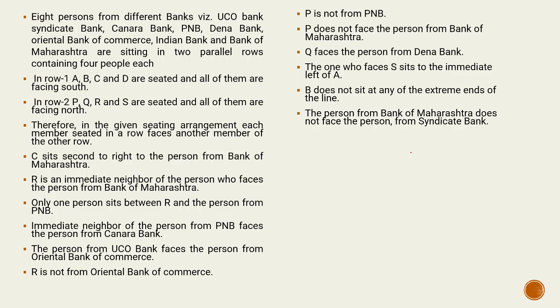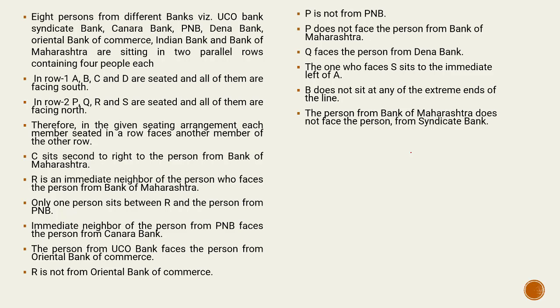So we have to get their sitting arrangement, as well as their information about bank also has to be decoded. We have to figure out which person works in which bank. So let's get started. Also, one more piece of information that is given here: in the given sitting arrangement, each member seated in a row faces another member of the other row.